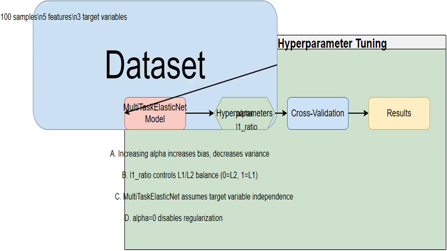I'm working with a dataset containing 100 examples, each described by 5 characteristics, features, and trying to predict 3 different things, target variables, for each example. Think of it as 100 recipes, each with 5 ingredients, and I'm trying to predict 3 different aspects of the finished dish, like taste, texture, and appearance.